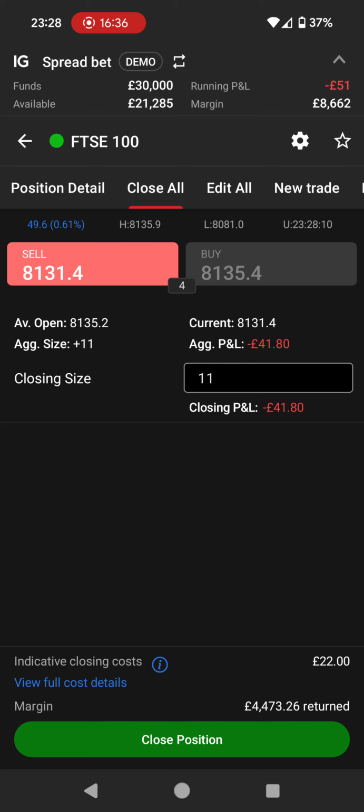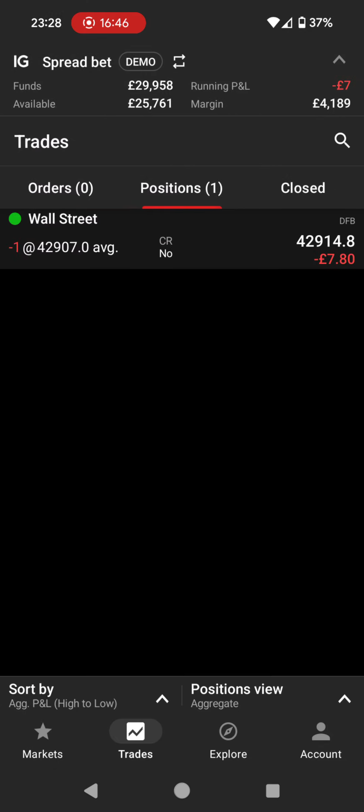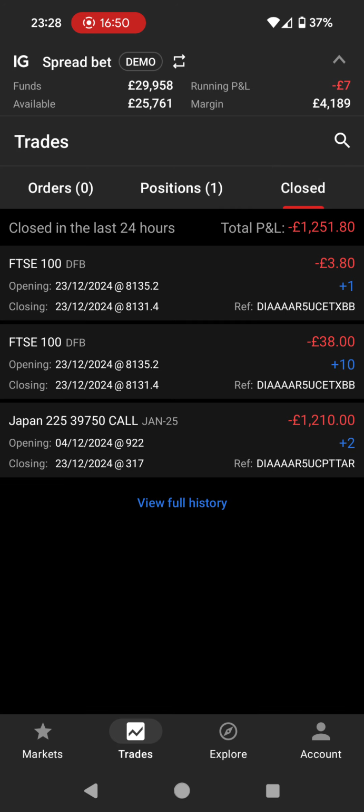We're going to close this trade. There we go, confirmed. You're out. You've taken a loss, £41.80 loss. It's been a terrible day. And there we go. You've got those two trades broken down there. They'd actually both moved up slightly, but not above where you started.